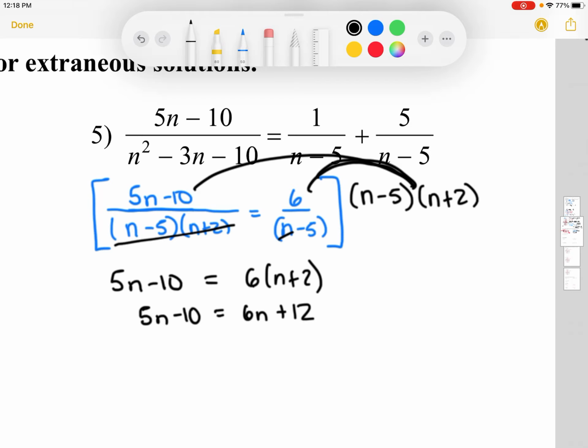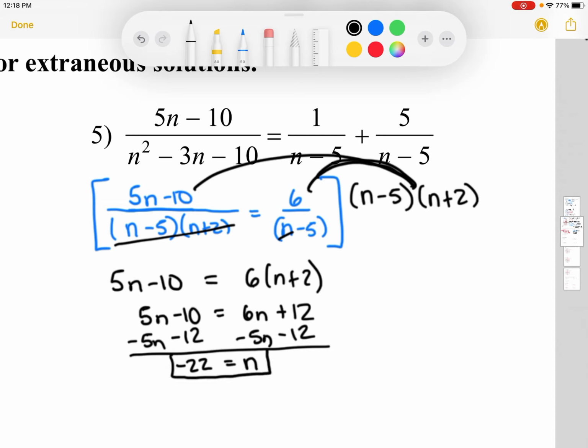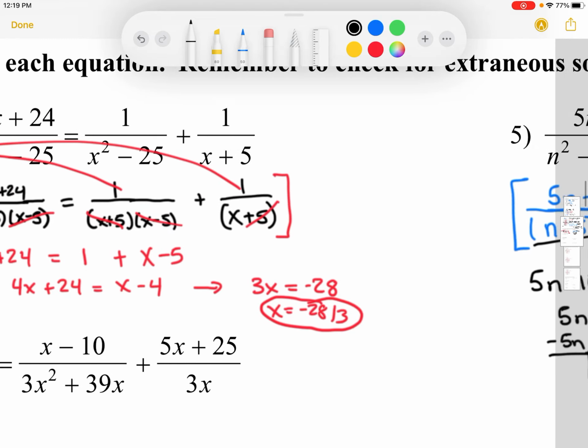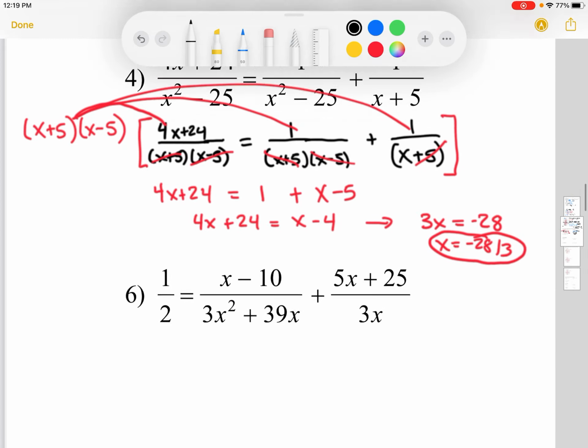And if we subtract 12 and then subtract 5n, that's going to give us negative 22 equals n. So n is negative 22. And again, when you don't introduce your own factors, you don't have to worry about checking extraneous solutions. Now for number 6, we're going to have to actually do that.